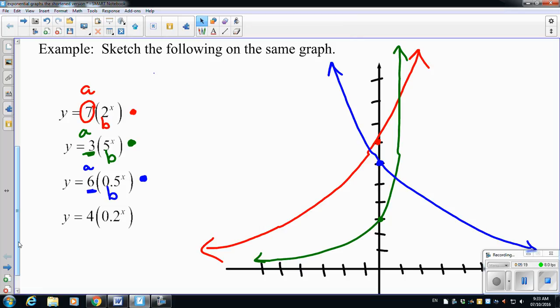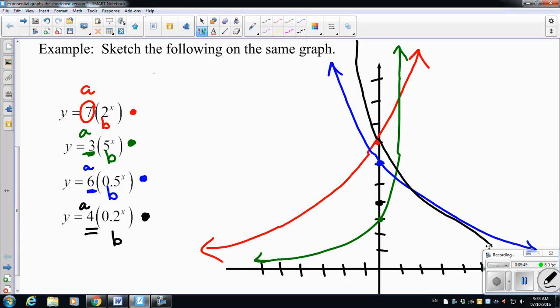And the last one, my initial value is 4. So it crosses the y-axis at 4. And the base is 0.2, which is lower than 0.5. So that will mean it's a decimal, it goes down to the right, and it's lower than 0.5, so it'll actually be steeper than the blue one. So it will be more straight. Getting a shadow on my projector here. There we go. Whoa, cool. Let's undo that. There. And there's my graph. Steeper than the 0.5.